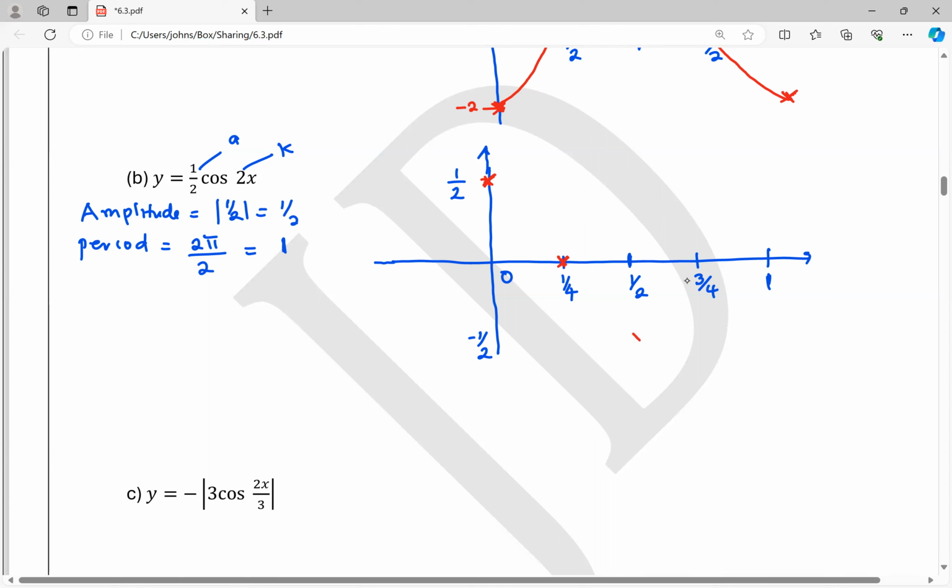Then we will check this one. Then we will have this one here. And now you go to the highest. So this is this. Something like this. All right.